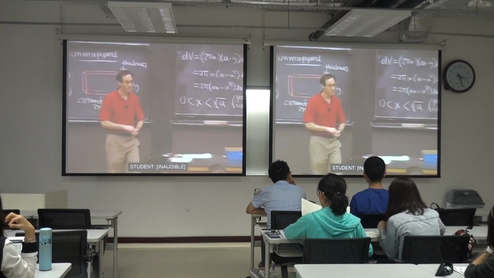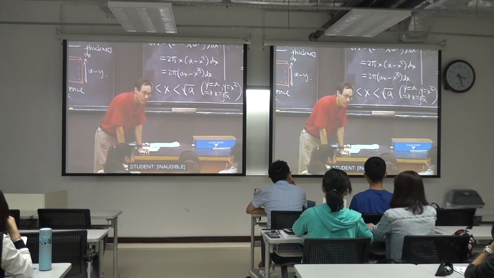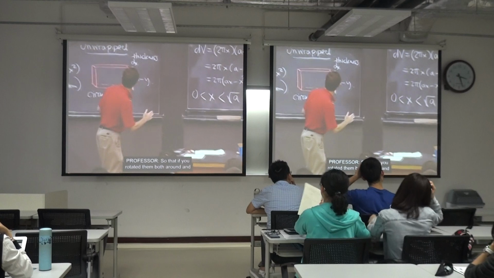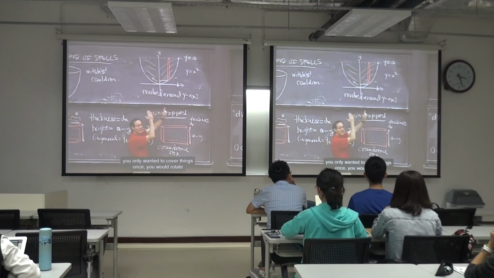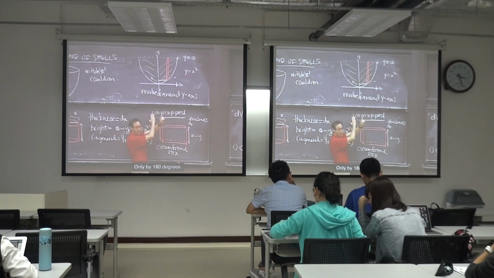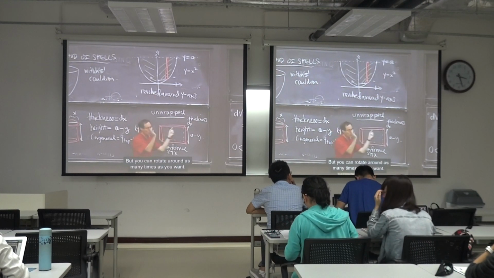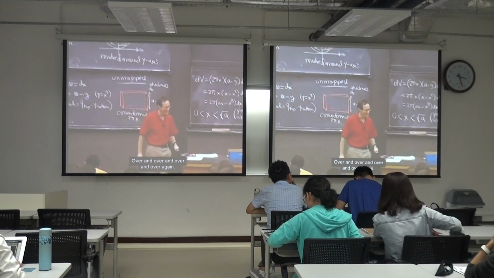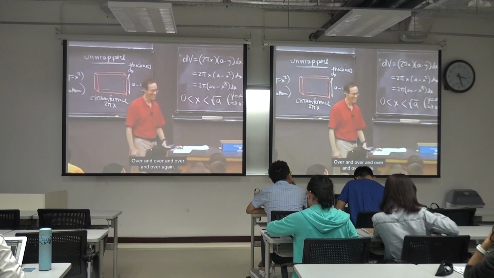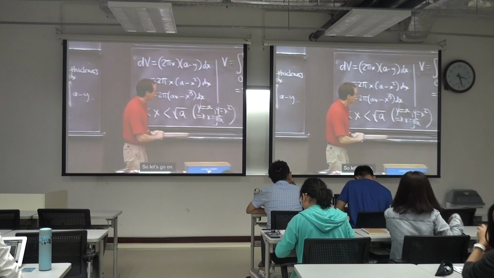If you rotated them both around and you only wanted to cover things once, you would rotate halfway around, only by 180 degrees. That's true. But you can rotate around as many times as you want. You're still covering the same thing over and over again. Okay? Okay. So let's go on.